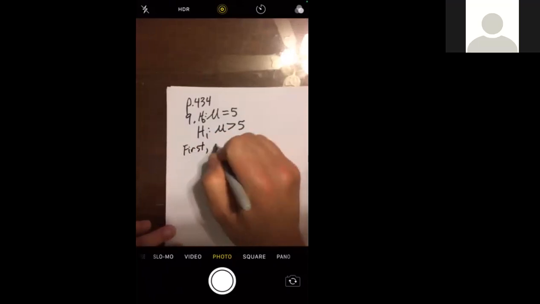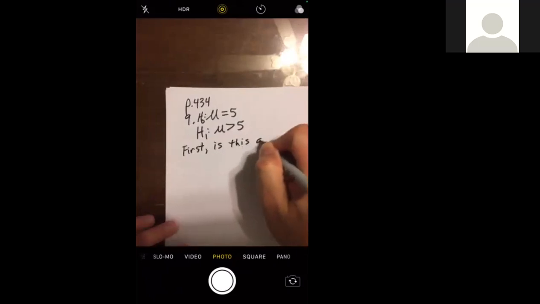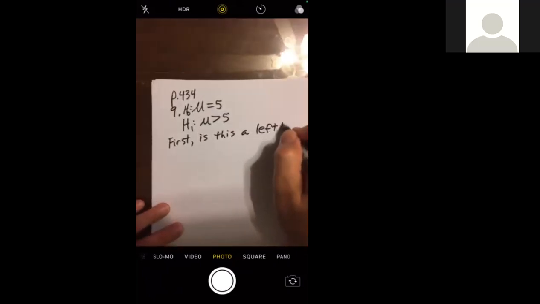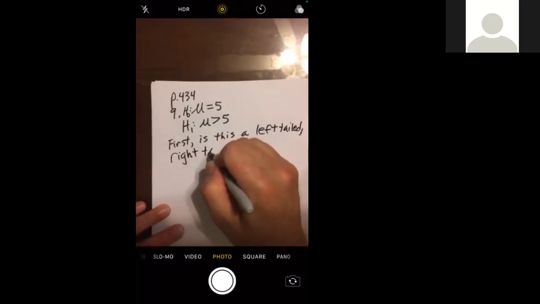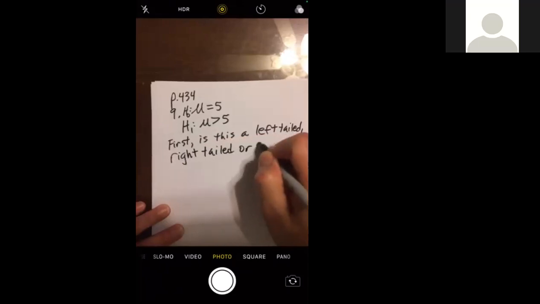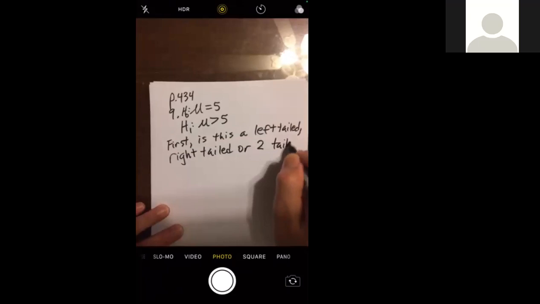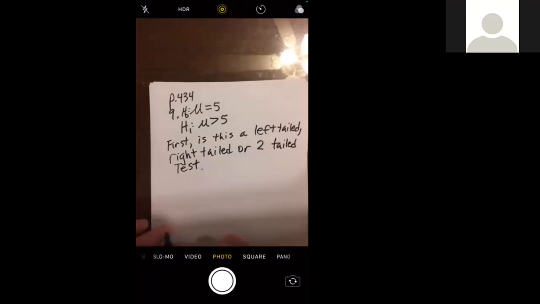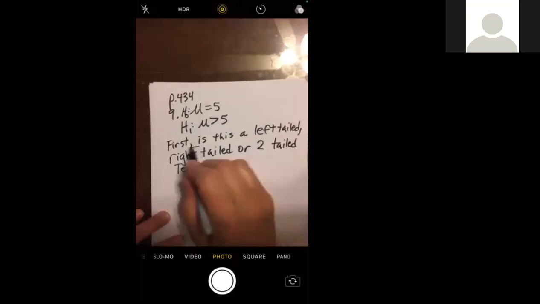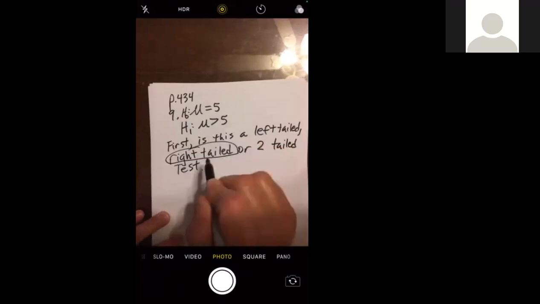So they're just asking, first, is this a left-tailed, right-tailed, or two-tailed test? You've got your multiple choice here. Have you followed any of this and want to take a stab at it? Yeah, since it's greater than 5, it will be right tail. Very good, outstanding. Yep, it's pointing right. This is a right tail test.